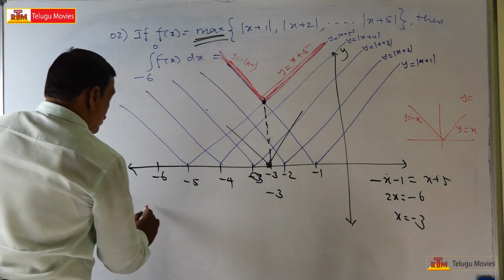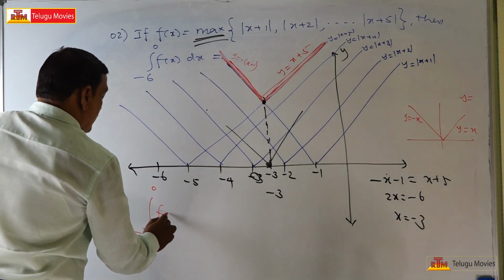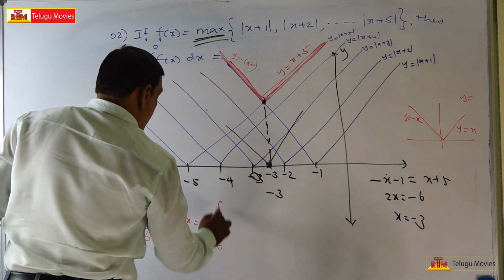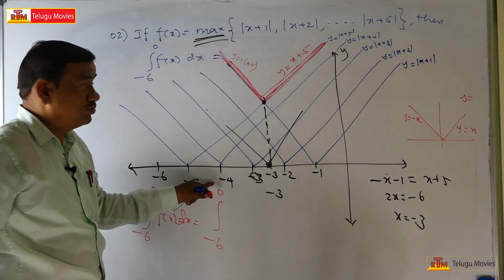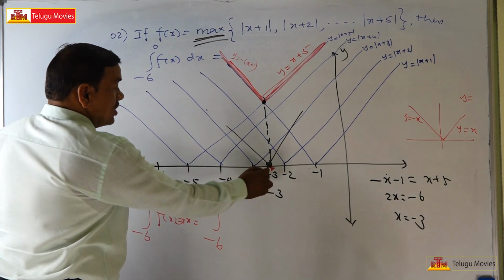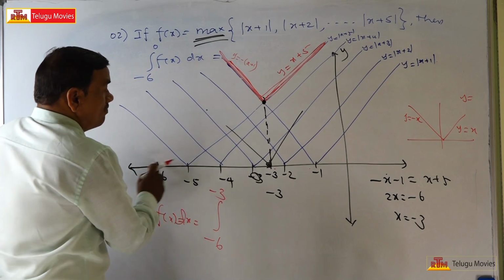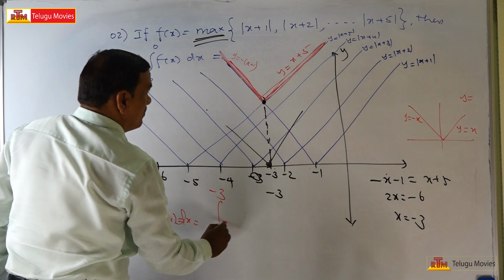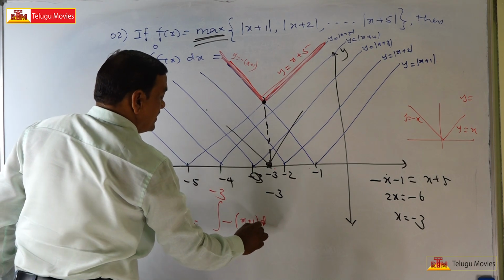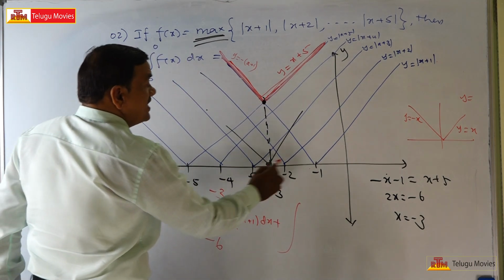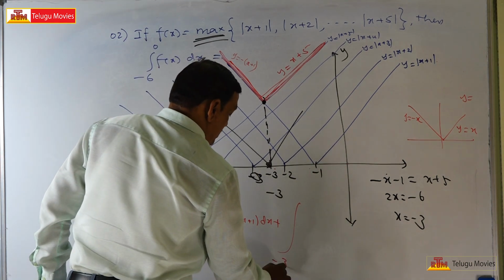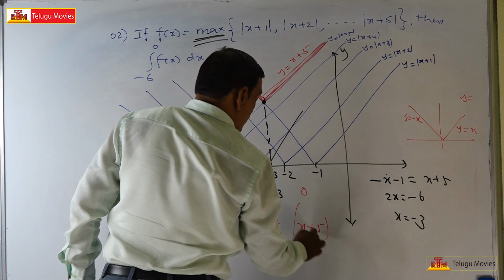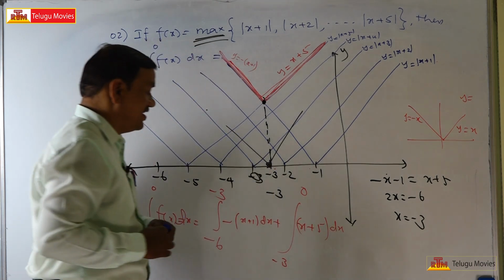So, your integral minus 6 to 0 f of x dx is nothing but integral minus 6 to minus 3. What is the branch of this? This equation you have to take: minus of x plus 1 dx, plus integral minus 3 to 0. What is the branch you have to take? x plus 5 dx. Okay, very easy one.